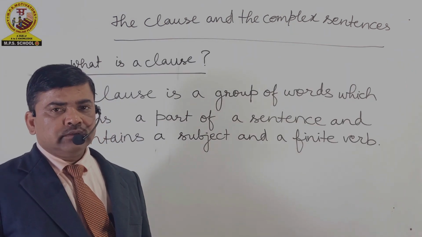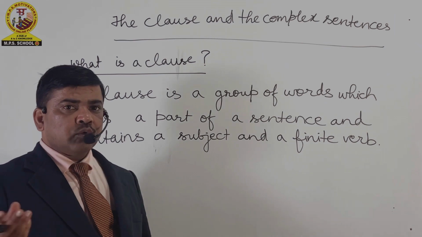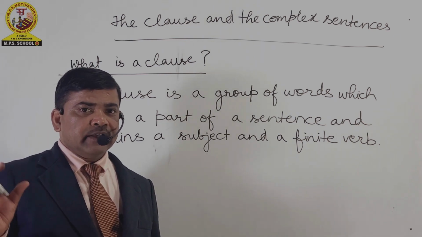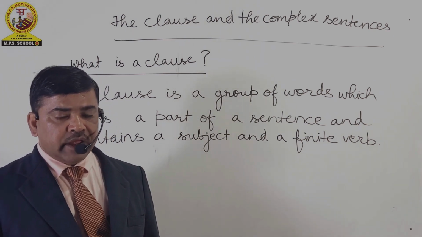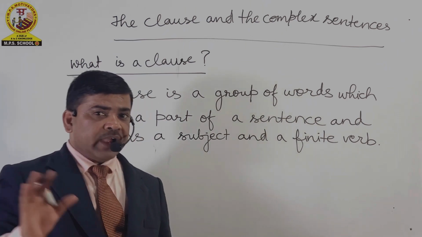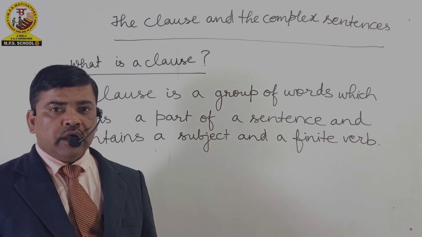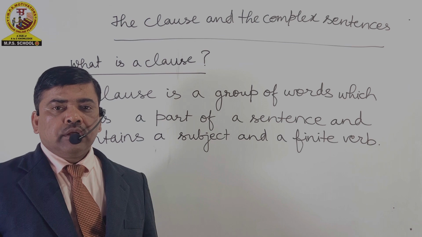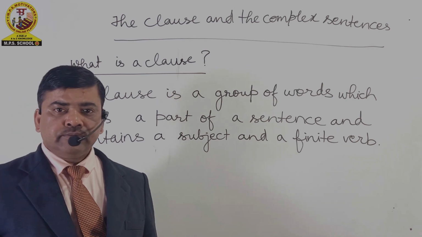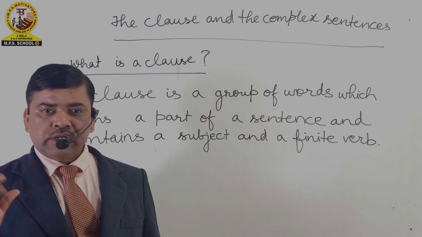Friends, I have defined the term clause. A clause is a group of words which forms a part of a sentence and contains a subject and a finite verb. अर्थात क्लॉज वाक्य नहीं होता है, बल्कि क्लॉज शब्दों का एक समूह होता है और यह वाक्य का एक हिस्सा बनता है और जिसके पास एक सब्जेक्ट और एक फाइनाइट वर्ब होता है. But it is not a sentence, it is a part of a long sentence.